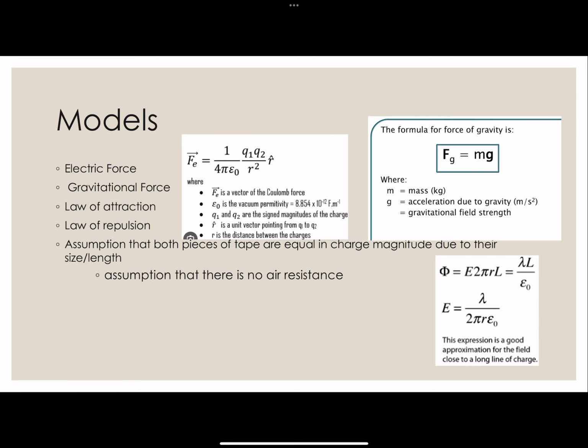The models used in the lab are electric force, gravitational force, the law of attraction, and the law of repulsion, and you can see them on the right. Some assumptions are that both pieces of tape are equal in charge magnitude due to their size and length, and another assumption is that there is no air resistance.